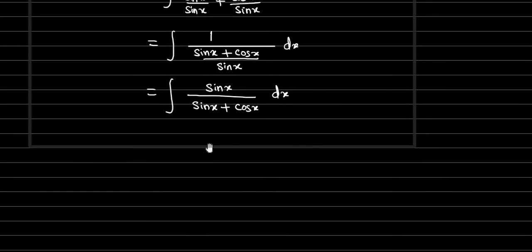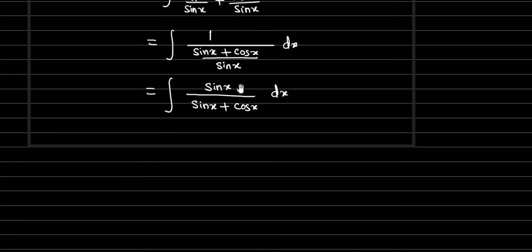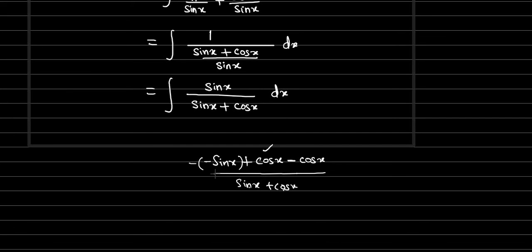Sin x we have. So what we can do is add 1 cos x, and for balancing purpose, subtract 1 cos x. So sin x plus cos x, and for balancing minus cos x we write it. The sin x differentiation is cos x, that we have. Cos x differentiation is minus sin x, so here we will write it like minus of minus. But what about this cos x? This cos x will be left as it is.